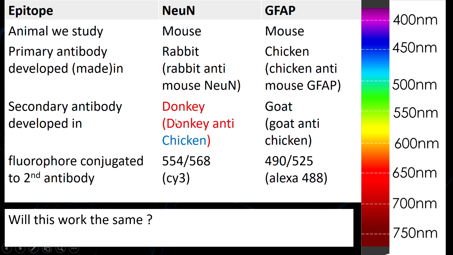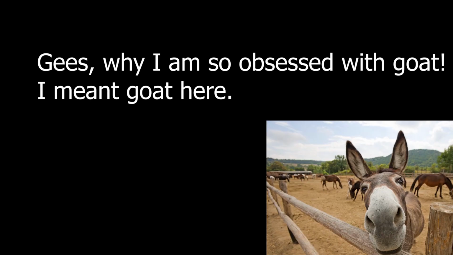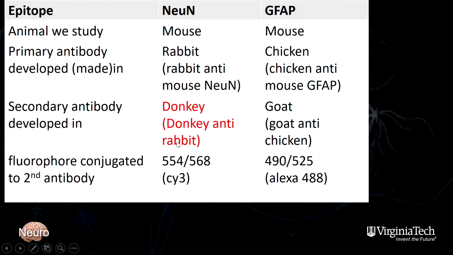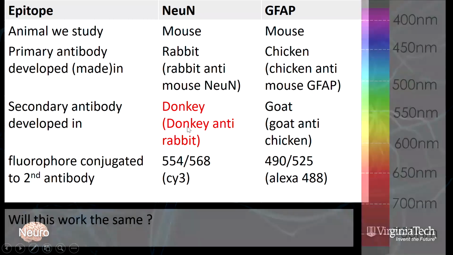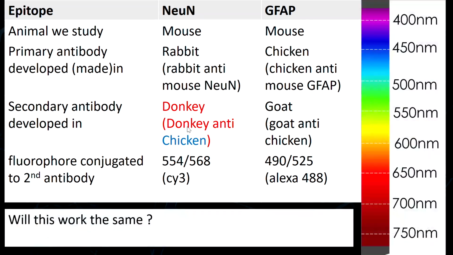Okay, how about this? If you are using goat anti-chicken secondary antibody here, instead of goat anti-rabbit or donkey anti-rabbit secondary antibody, are you going to have some result? The answer is no. In this situation, you are not going to label any neuron. Why is that? Because this antibody will bind to chicken primary antibody. They are not going to bind your rabbit primary antibody.